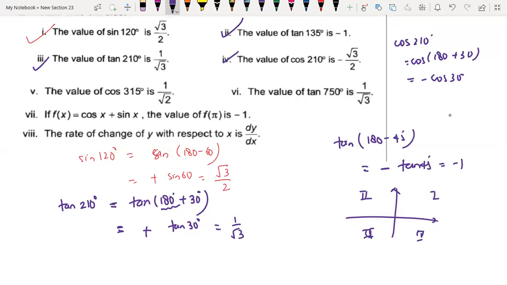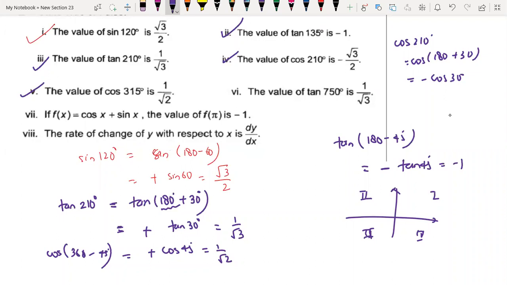Number 5, Arnav Daryani. Is 5 correct? Yes, sir. It is cos 315. 315 is 360 minus 45. So cos 360 will remain cos only. Since it is in the fourth quadrant, cos remains positive. Cos 45, that is 1 by root 2. Very good.